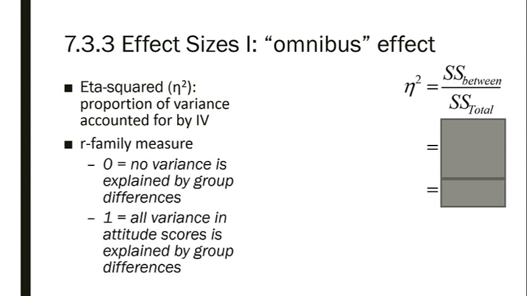It's an R family measure in the sense that 0 means none of the variance in the 30 different observations is explained by group differences. It's all random. And an eta squared of 1 would mean that all of the variance in attitude scores is explained by the group differences. The only way you would get that would be if all of the teachers in the no support group had the exact same attitude score to each other, which was a different score from all of the teachers in the teacher aid support group, but those were all the same as each other.